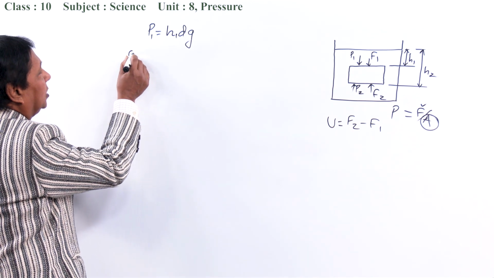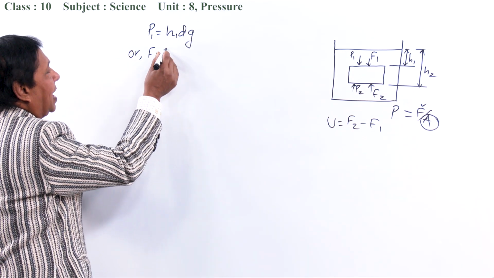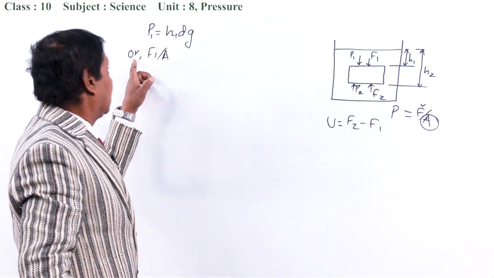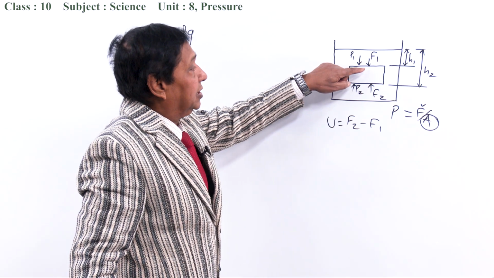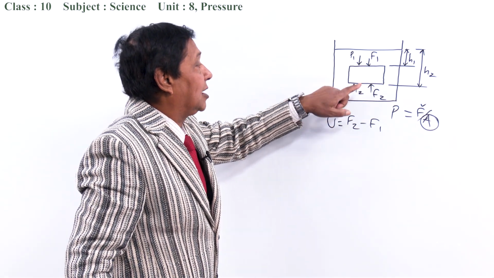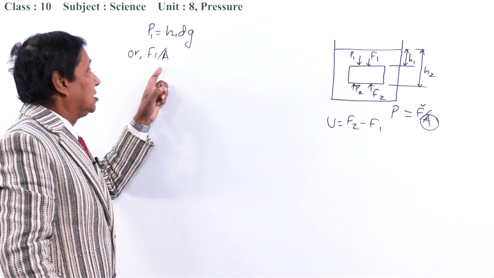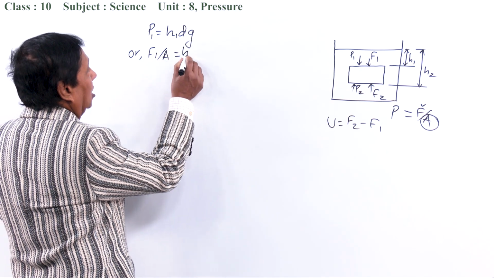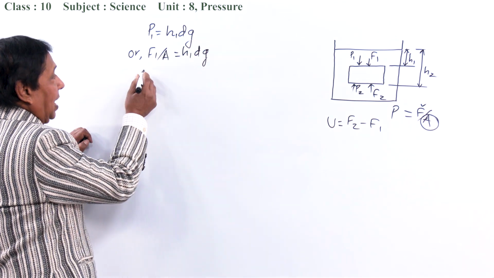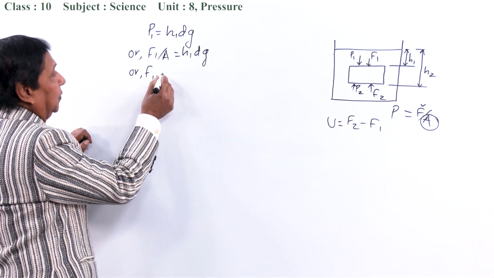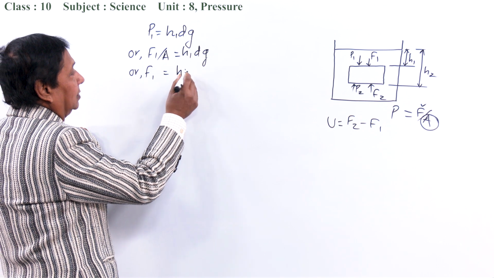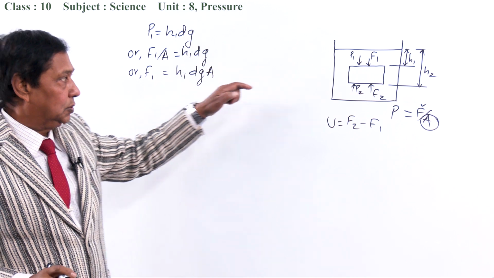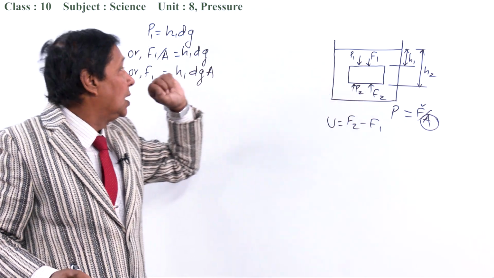But we can write P1 as F1 by A. Why? Because force acting on this surface is F1, pressure equals force by area, and area of this surface and this surface are both equal. That's why instead of writing A1 and A2 I am writing just A. F1 by A equals S1 d g, and then F1 is equal to S1 d g A. This is the force which acts from this surface.